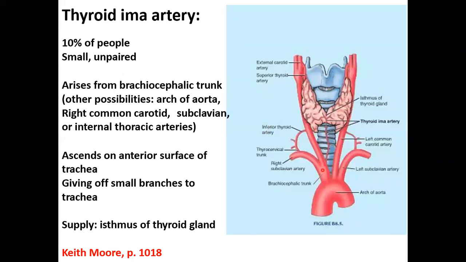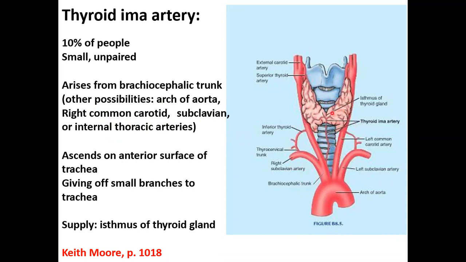And in this picture, it's showing it branching off of the brachiocephalic trunk. However, it can actually come directly off of the arch of the aorta. It can come off of the right common carotid. It can come off the subclavian artery. It can come off the internal thoracic artery. This is one of those times where we say vasculature is variable. Well, this is one of the variables that we talk about.